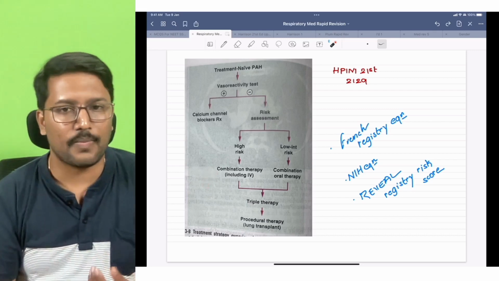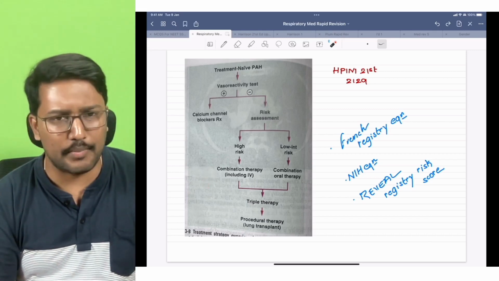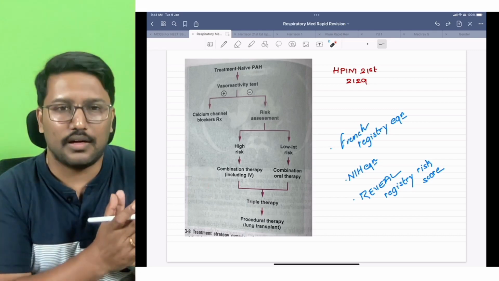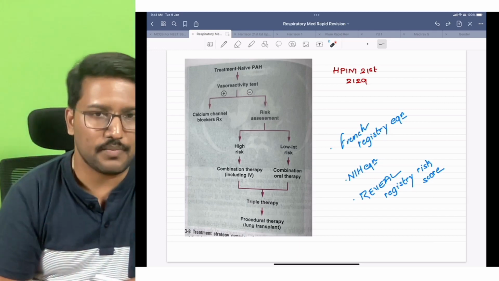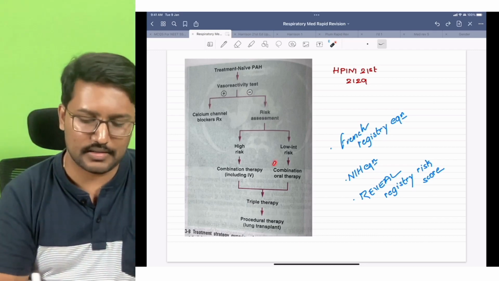The oral agent could be your ambrisentan or your bosentan, your endothelin receptor blockers, or phosphodiesterase inhibitors, plus the IV prostanoid. That's the approach followed in high risk patients.